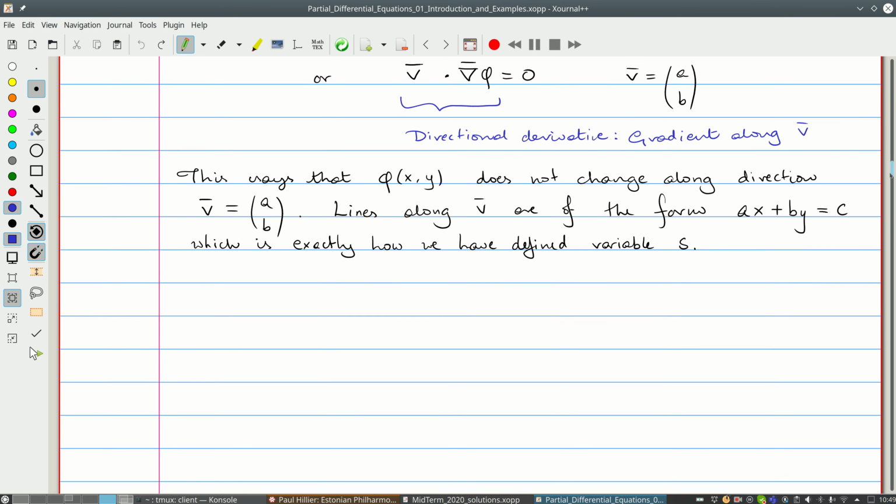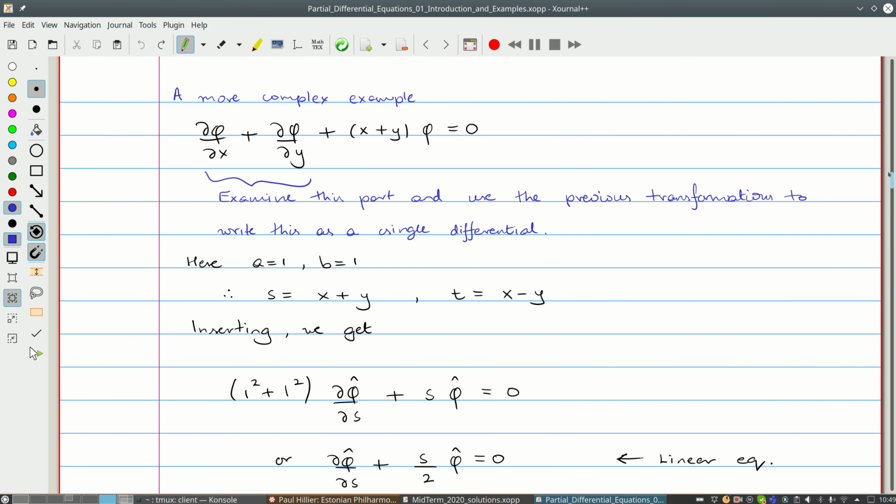Okay. Now let's have a look at the more complex example. This is also in Arfken's book if you want to have a look there. So here we've got the partial differential equation, ∂φ/∂x + ∂φ/∂y + (x + y)φ = 0.